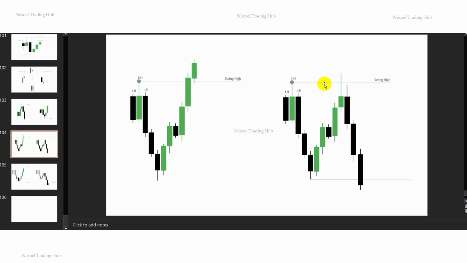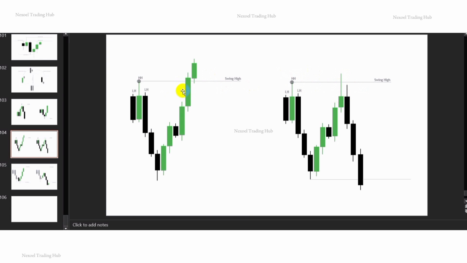Price took out all form of stop orders resting at the swing high points. So you can see price pushed to the upside, took out the liquidity, failed to close above it, and then we had the candle closing below the swing high. Getting it? So this is your first signal for a possibility of a reversal.